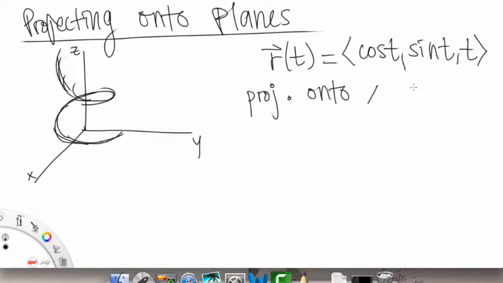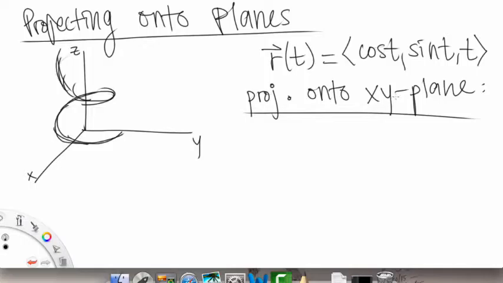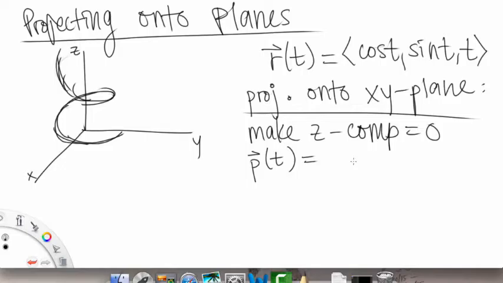onto the xy plane. Okay, and to do so, what we have to do is basically just make the other component, the one that you do not see here, so the z, for example, we're going to make the z component equal 0. Okay, so our new projection, I'm going to call it p arrow of t, is going to equal cosine t. We're going to keep that x component there. Sine t, we're going to keep the y component, but we're going to make the z be a big 0.